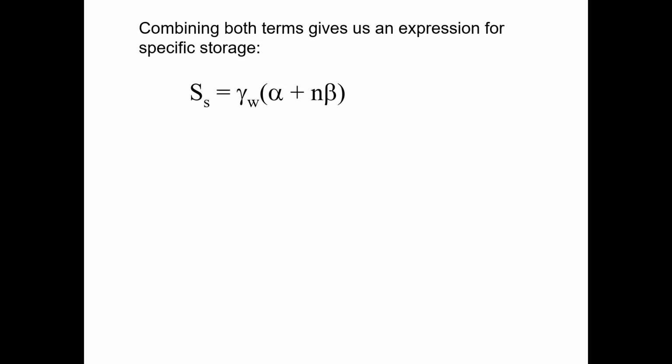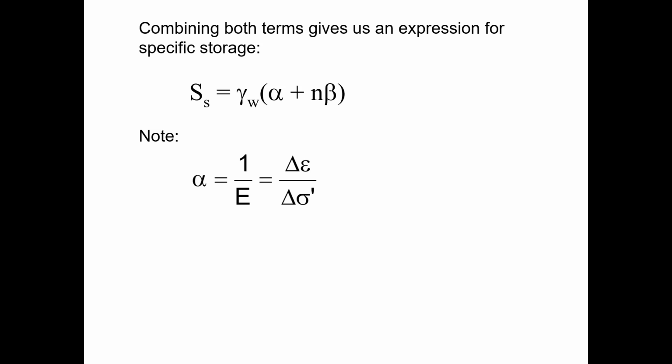the specific storage is equal to gamma water, the unit weight of water, times alpha, the compressibility of the soil matrix, plus porosity times beta, the compressibility of the water. And by the way, alpha is equal to 1 over the modulus of elasticity. And the modulus of elasticity is defined as the stress-strain ratio. So in this case, it's upside down.